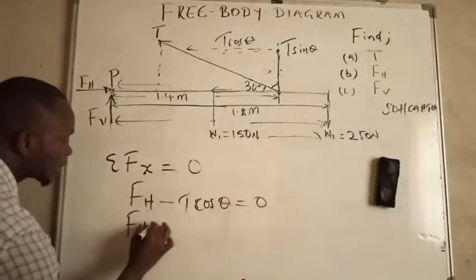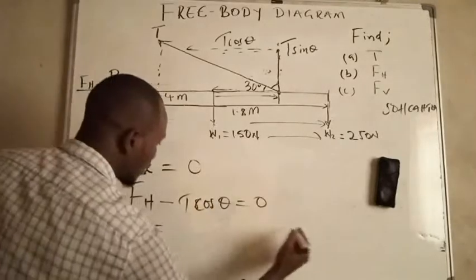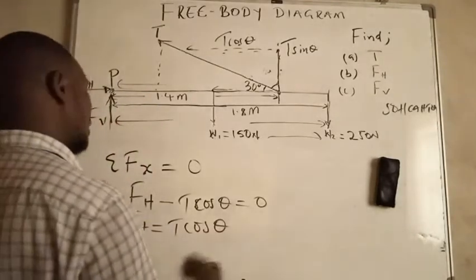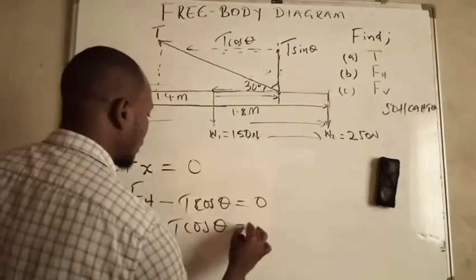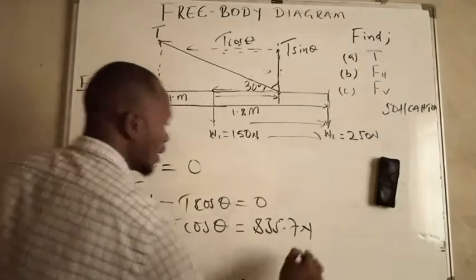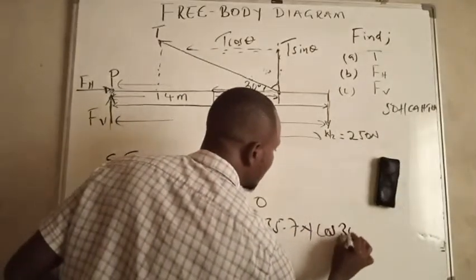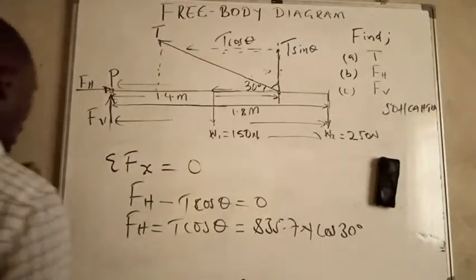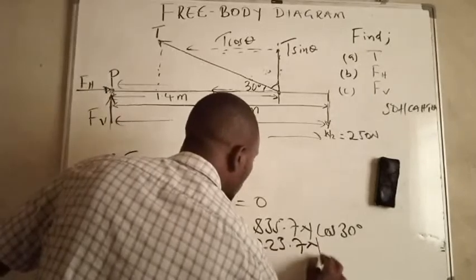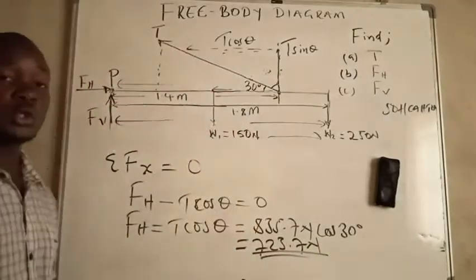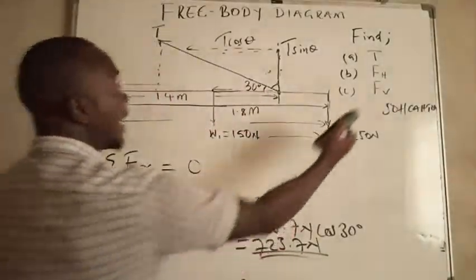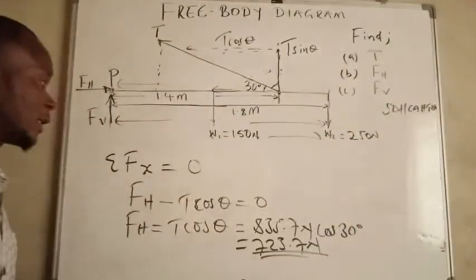So our FH, when this crosses the equal sign, will be T cos theta. From here, we can just plug in the value for this. We have 835.7 newtons times cos 30 degrees. From here, we're going to have 723.7 newtons as the horizontal component of the force. And now we're going to proceed to find the vertical component.